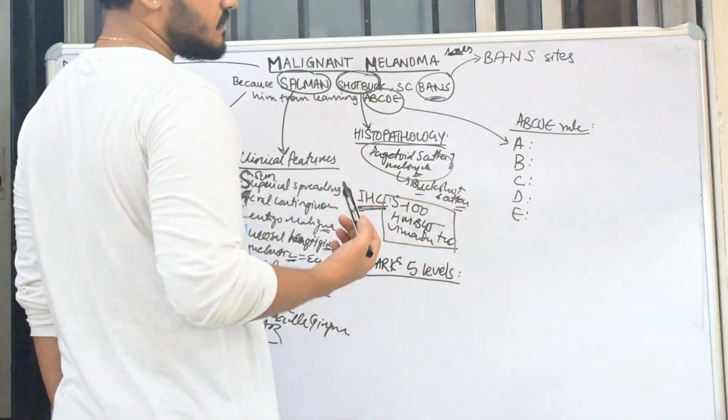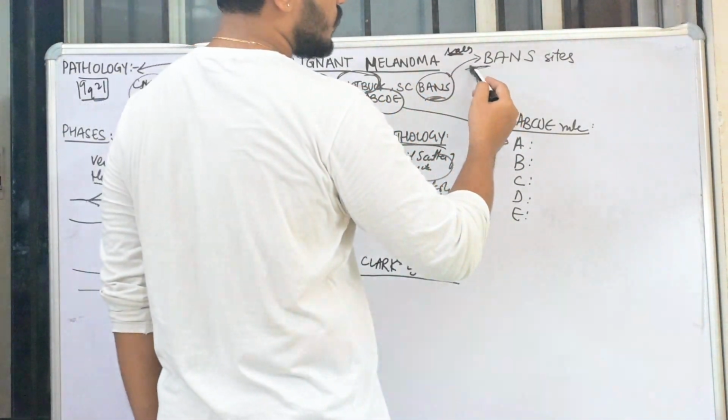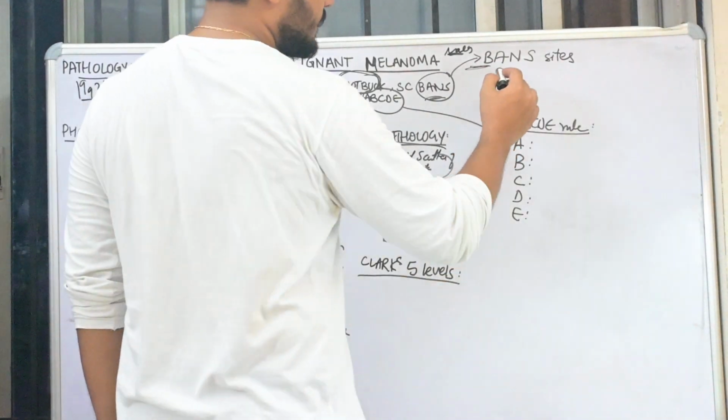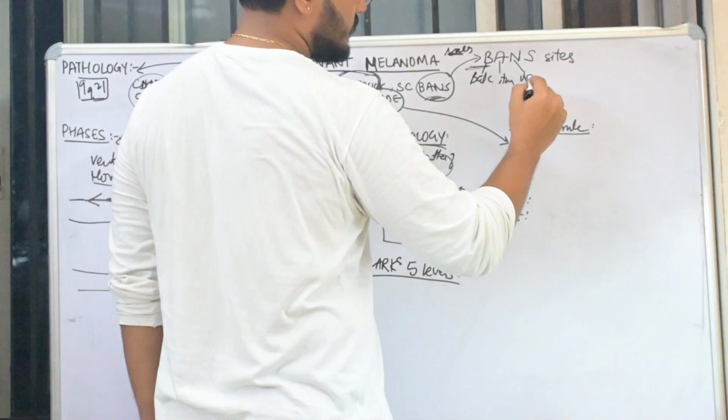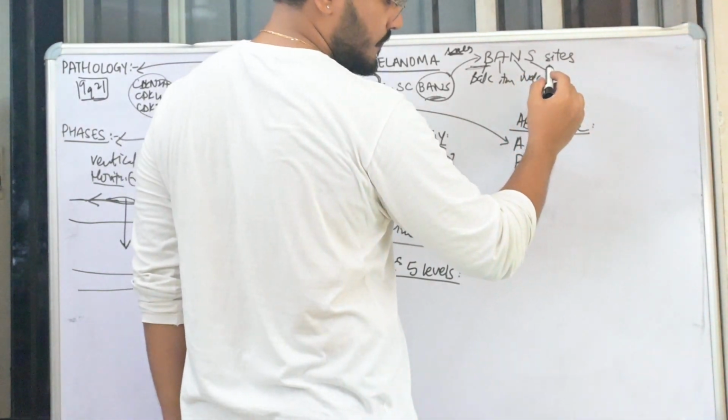Then what does BANS stand for? BANS tells about the most common sites where malignant melanoma occurs. B stands for back, A stands for arms, N stands for neck, and S stands for scalp.